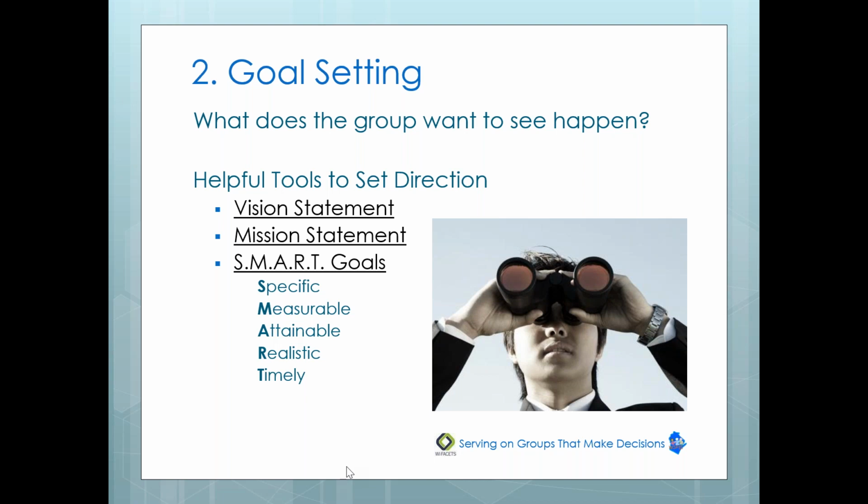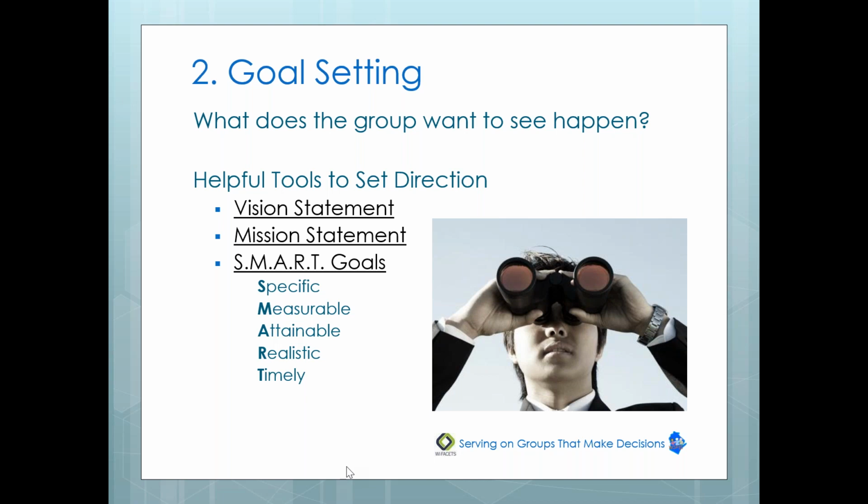Measurable. So how are you going to do it? How will you show that you've done it? We could say we are going to increase our sales by 50%, or we're going to reach 100 more consumers, or we're going to improve our evaluation scores by 10%. So something very concrete and measurable should be part of your goal. And then attainable. This really means, can you commit to doing it?